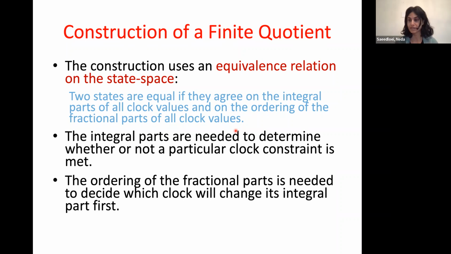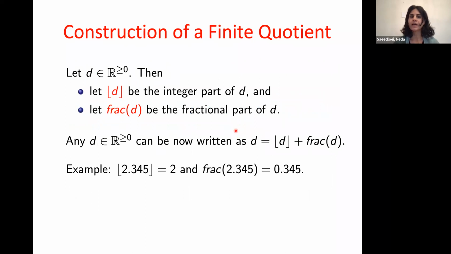Remember, what was the definition of a state? A state was a pair, including a location and a clock valuation. So we say two such states are equivalent if they agree on the integral parts of all clock values and on the ordering of the fractional parts of all clock values. So what is the definition? Let us assume that d is some positive real value. Then we define the integral part of d to be the integer part of d, and the fractional part of d is defined by this function. For example, any d can be written as the sum of its integral part and fractional part.